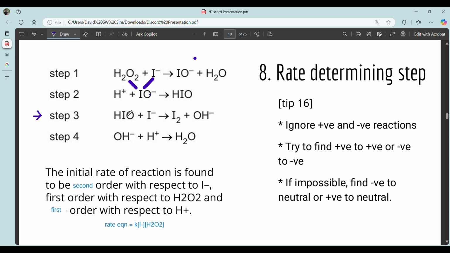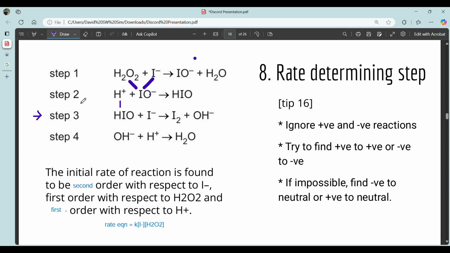Why? Because step 3 is first order with respect to H plus, because HIO is first order with respect to H2O2, and it is second order with respect to iodide, because iodide reacts here and it reacts again, it reacts 2 times. So step 3 will be our rate determining step. Any questions? Okay, I'll try to explain it, give me a moment.